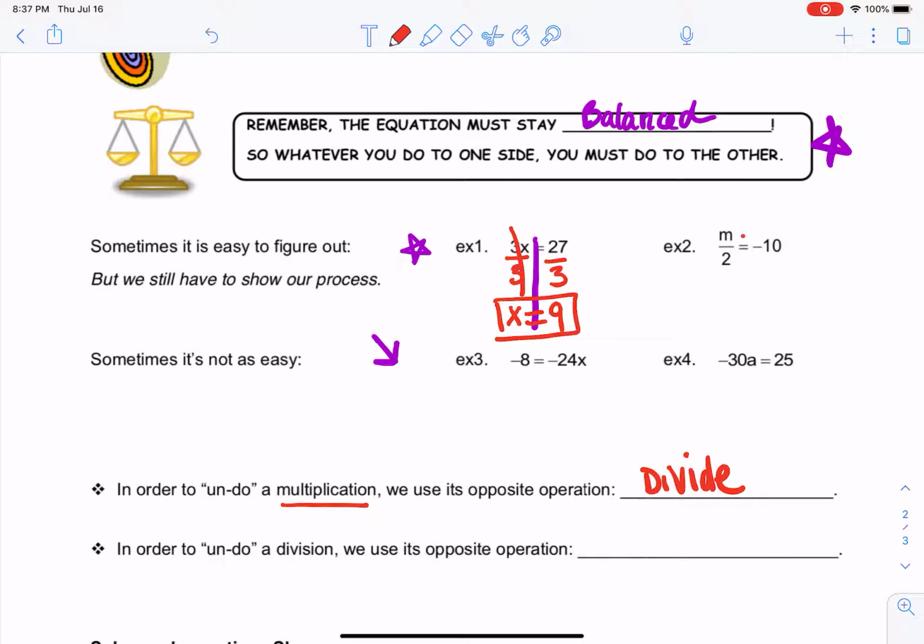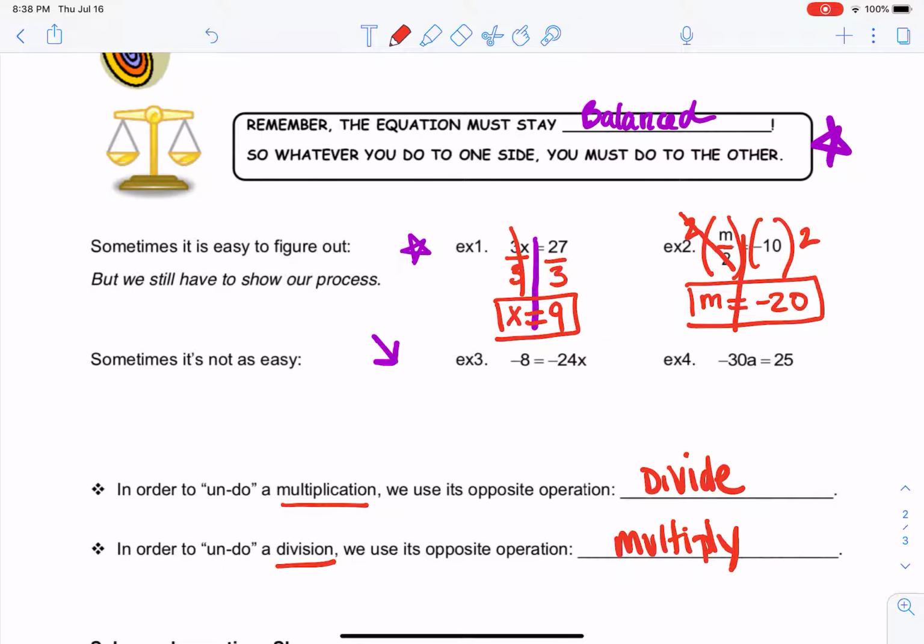Similar over here, but now I have m over 2, and this fraction bar tells me that this is a division problem. So to undo division, the opposite would be to multiply. So I'm going to multiply 2 on both sides. Now be careful how you show this though. You want to make sure you use your parentheses to show I'm going to multiply 2 by that whole term. I'm going to multiply 2 by negative 10 on this side. 2 divided by 2 is 1, so I'm left with 1m, and I have negative 20.